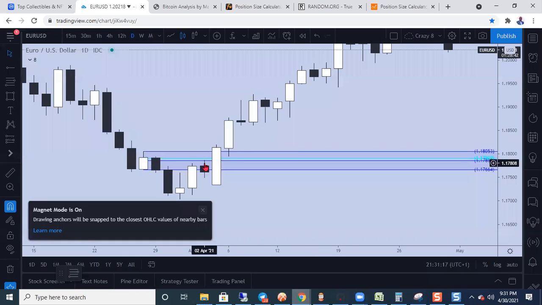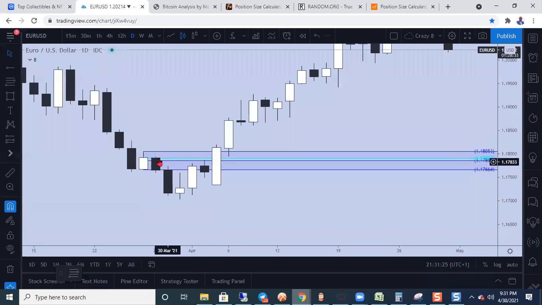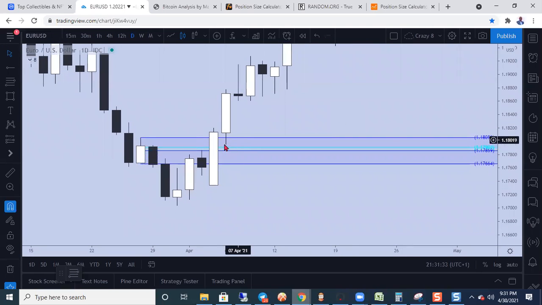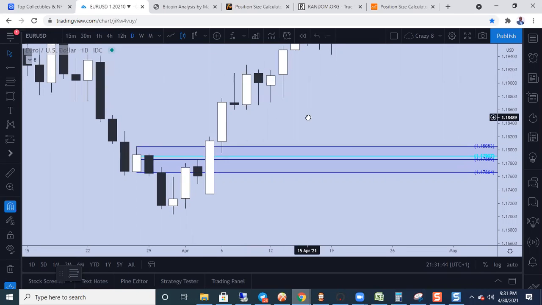And notice price came to the preferred entry and sold, but then price invalidated this sell. And once price invalidated the sell, we said that the upper part of the AQZ block becomes our buy. Notice how price came and then bought off. Notice how price came and then bought, right?